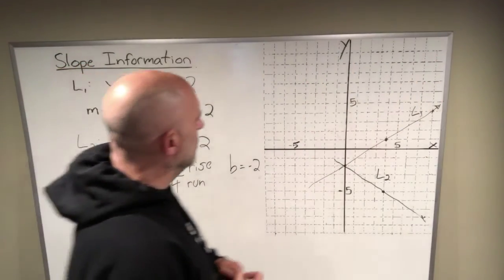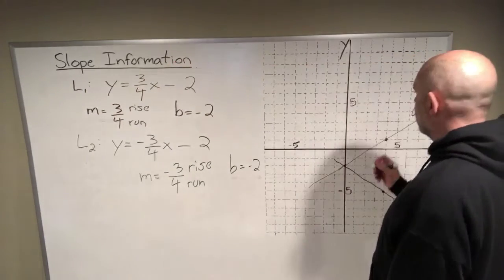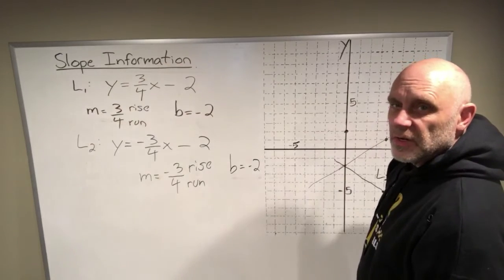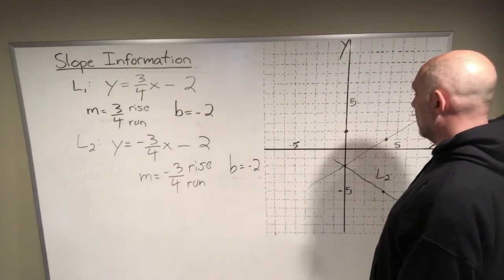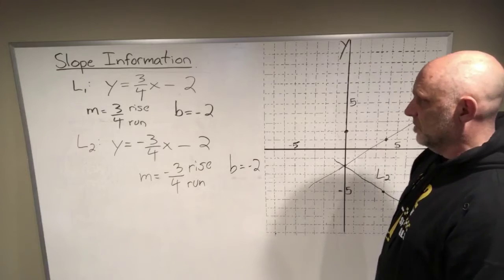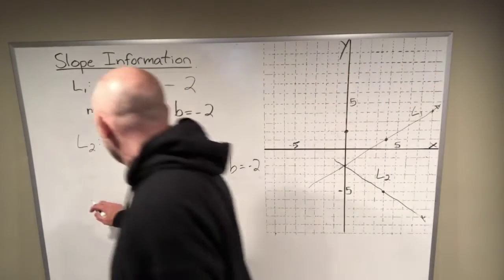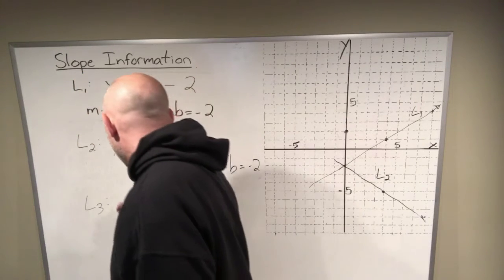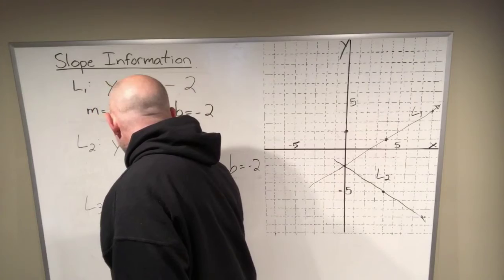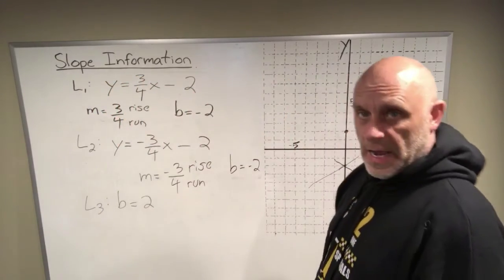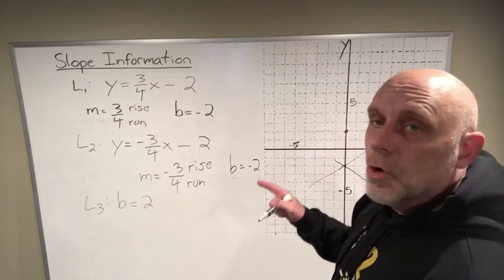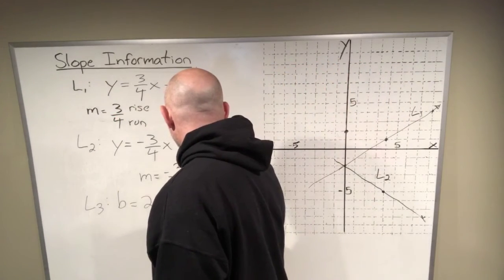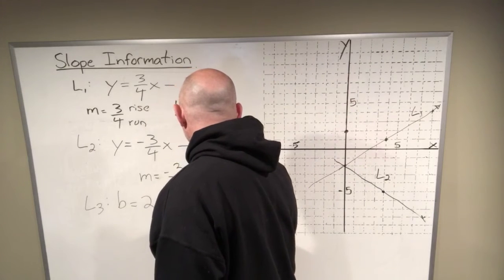Now if I have another line, watch this. I'm going to choose a different y-intercept. I'm going to create a third line. It's going to have a different y-intercept. Let's say it's a y-intercept of +2. Because we want to make the connections going forward and backwards. So I'm saying b is +2. And the slope is exactly the same as L1. So it's 3/4.